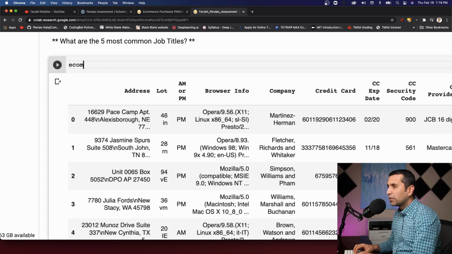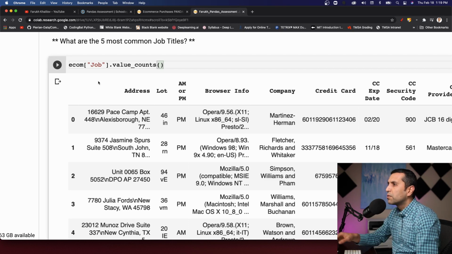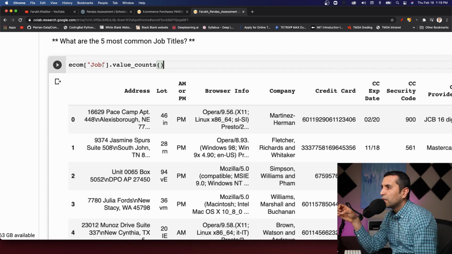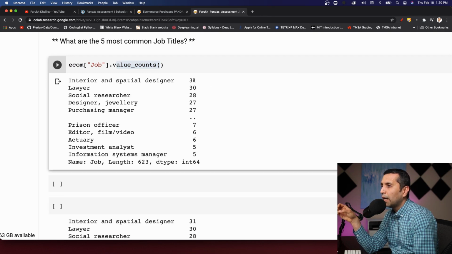So what I can do is, from my ecom, that is from my data frame, I want to look at the job, whatever the job title is, and I will say value count. That is the new function. So you see I have the job, which I pulled out from my ecom, and I'm counting my value count. Let me just run it. Perfect. So right now I have all of them.